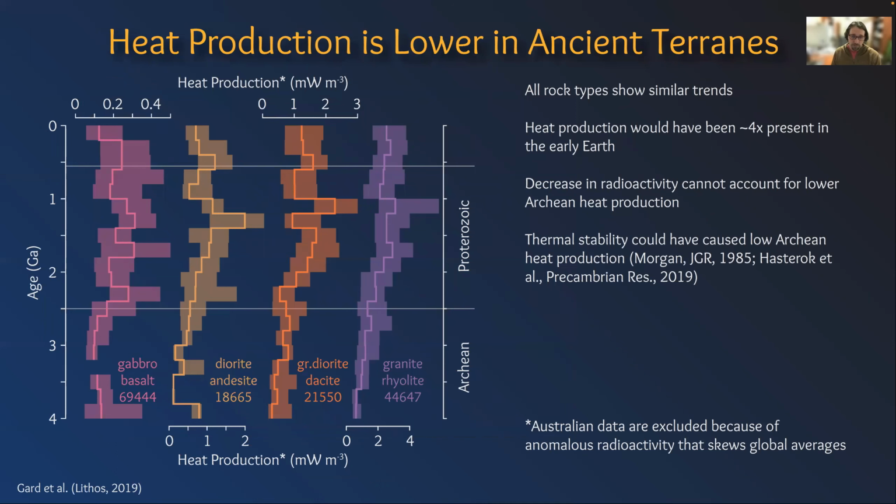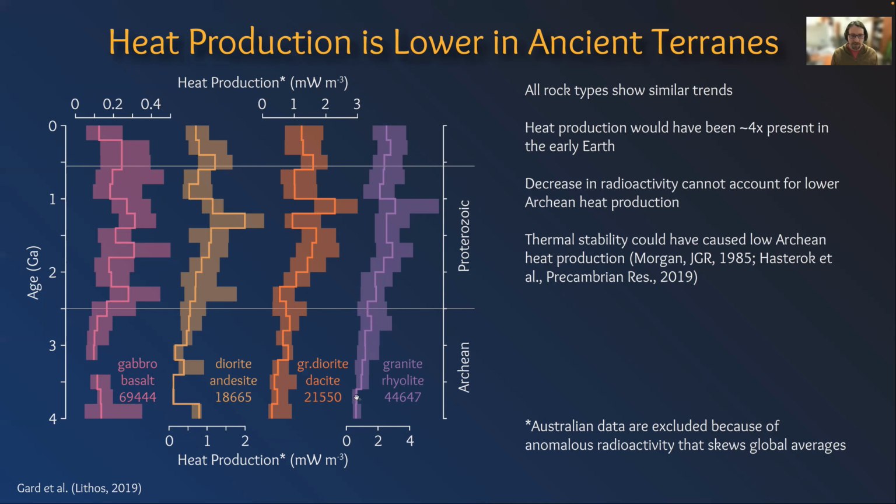Now, in addition to crustal thickness and arcs, we can also look at how heat production varies as a function of age. In this case, we're looking at ages from the Archean, about 4 billion years, all the way through to the Phanerozoic and present day, right up here at the top. Each of these curves shows heat production. Notice the scale is different for each one, but we're looking at heat production for 4 different rock types: gabbro basalts, diorites and andesites, granodiorites and dacites, and granites and rhyolites.